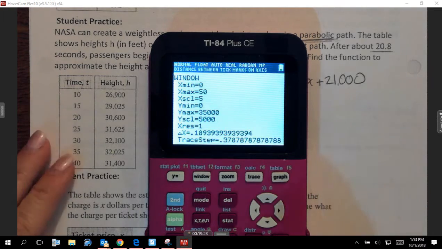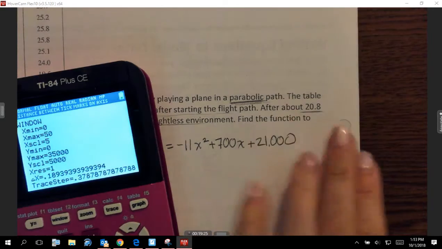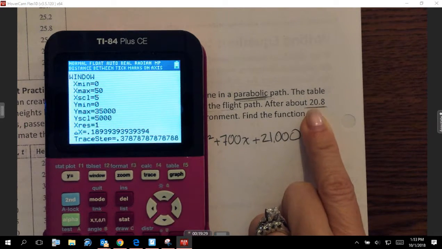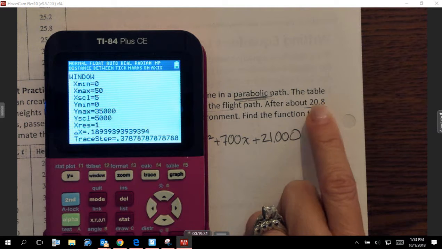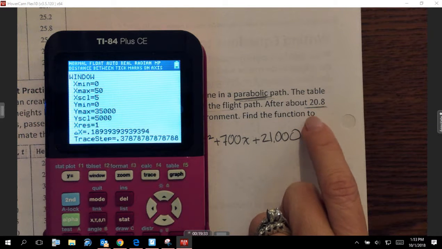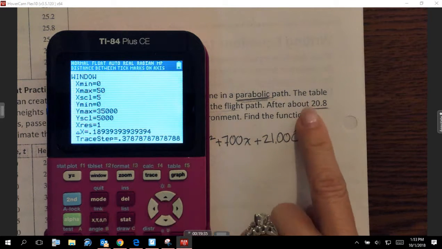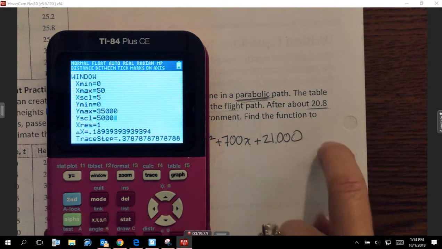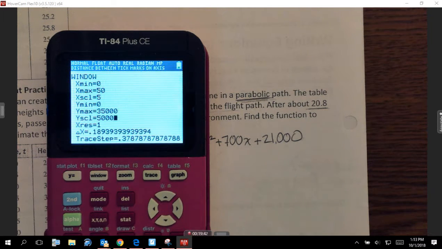When I do go to find this value over here, this 20.8, just heads up, if my x values are not big enough, 50 is big enough. But if for some reason my x values were not big enough, your calculator will give you an error when you go to try to find it. So it's better to just make it bigger than you need anyway.